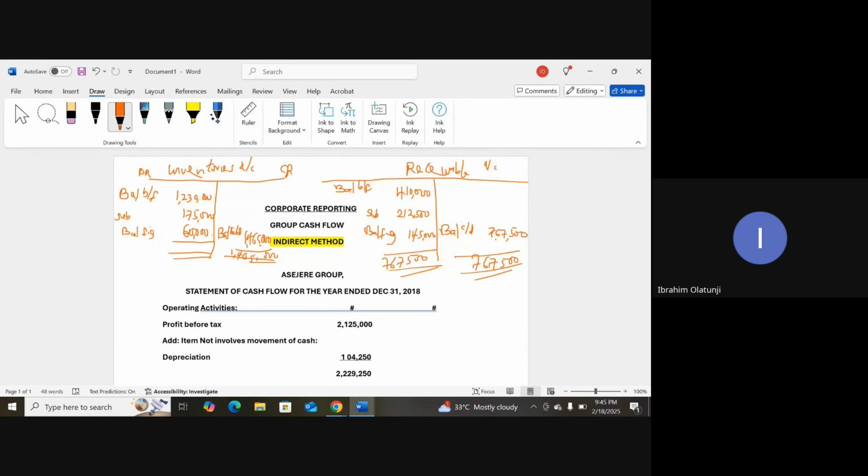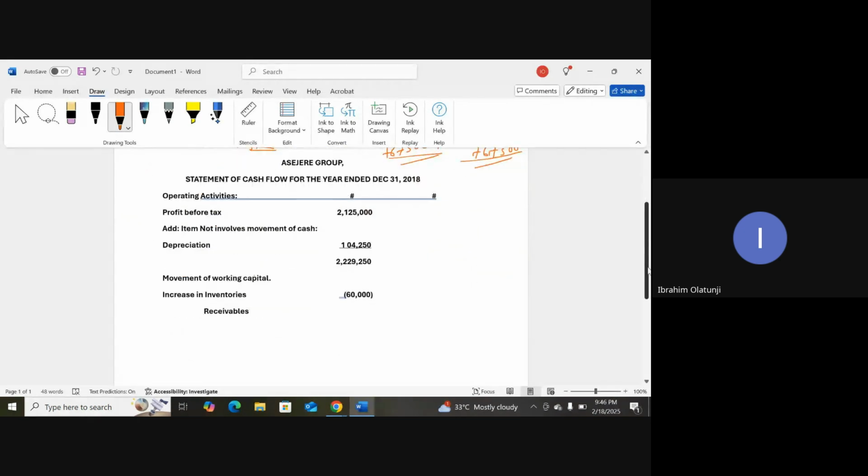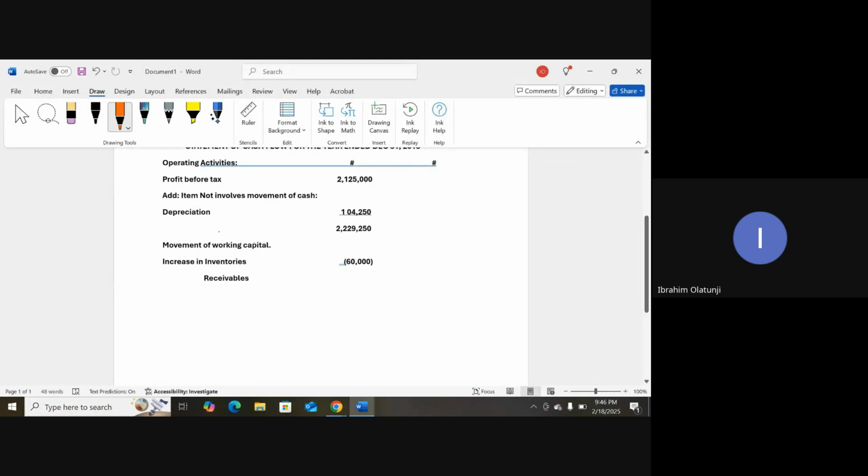Do you get it now? That is the implication. If I'm owing you 1 naira in 2017, and in 2018 that 1 naira turned to 2 naira, it means there's more sales. You are selling on credit again, and as you are selling on credit, your money is going out. Are you getting it? So then we say it is what? Increase in receivables. Hope it is clear.